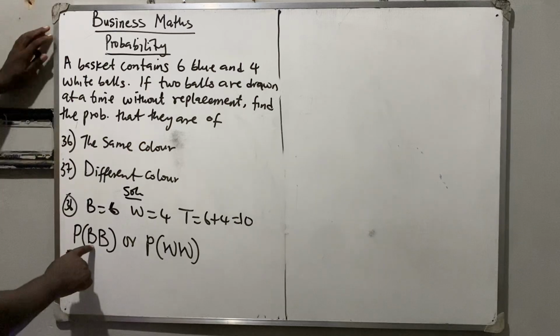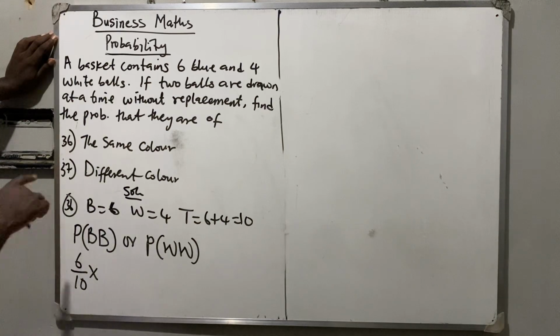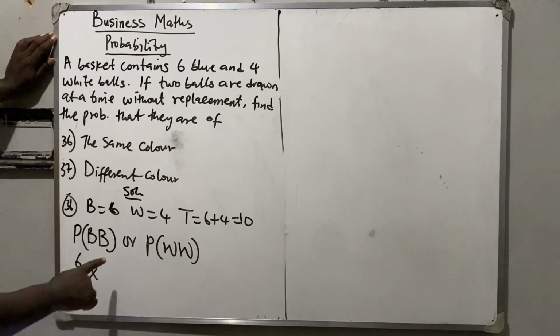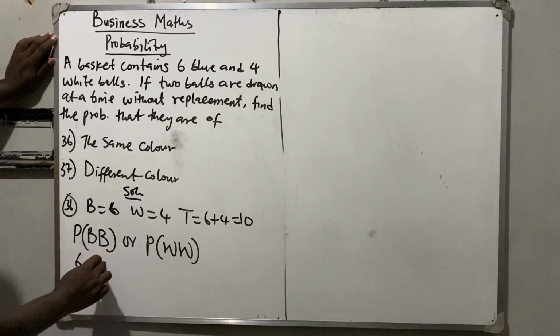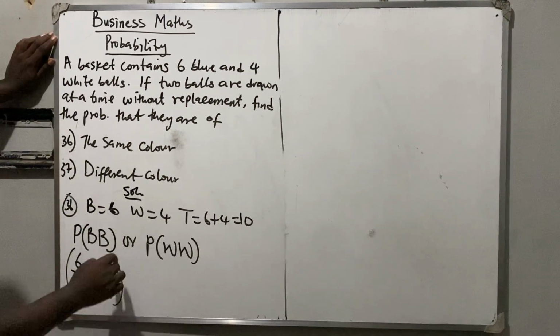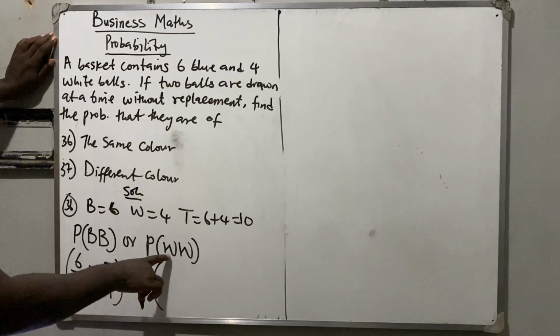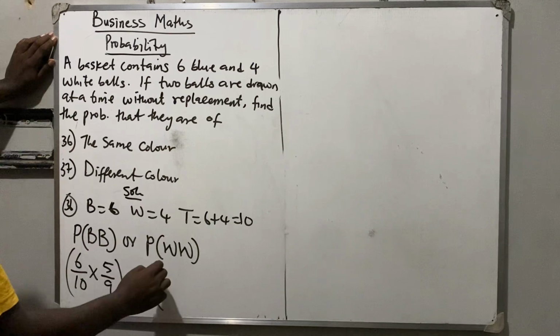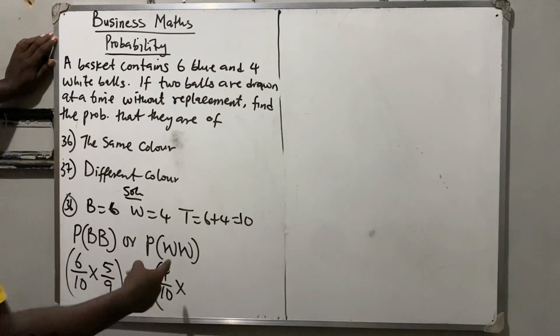So the probability of picking the first blue would be 6 over 10, times, and means times. The probability of picking the second one, remember it is without replacement, so the blue has reduced to 5, while the total has reduced to 9. Or in mathematics means plus. We do the same thing again: the probability of picking the first white will be 4 over 10, times, and means and, which is times.